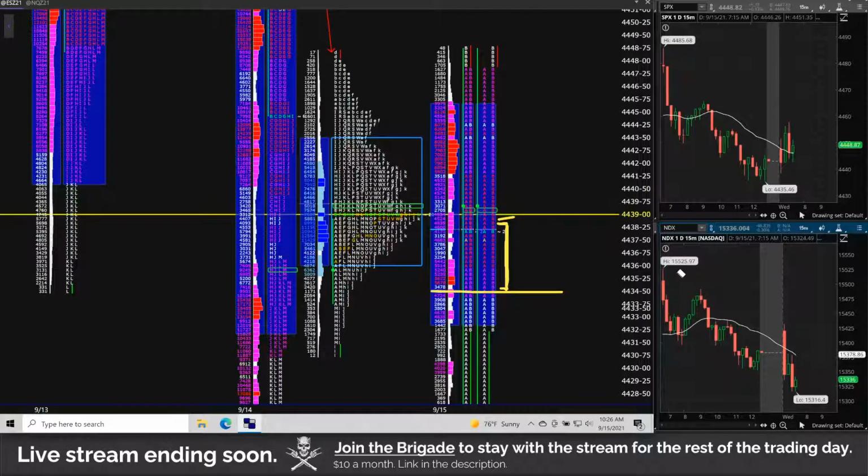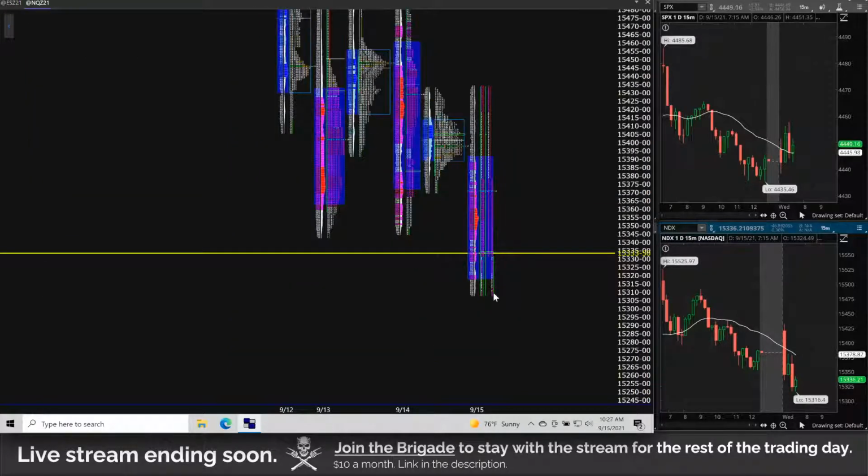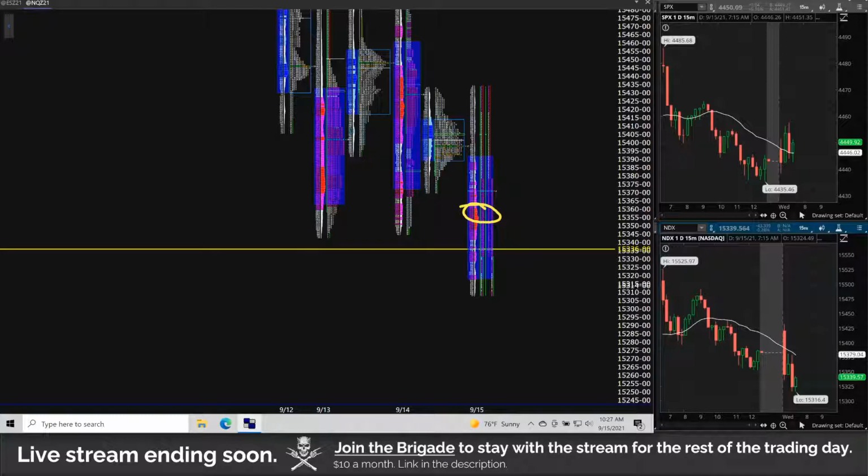It's still just exploring prices, trying to figure out what's going to bring in more buyers or sellers. And the NQ does look bearish. It is one time framing lower. You know, it's got a lot of resistance starting to build in here, right around that 15,355 level.